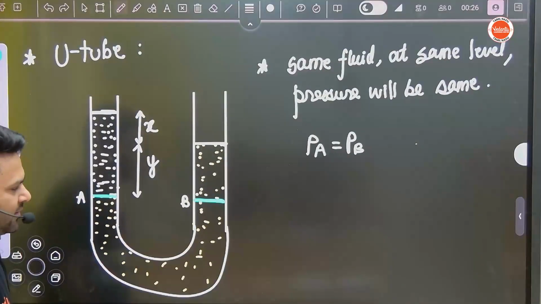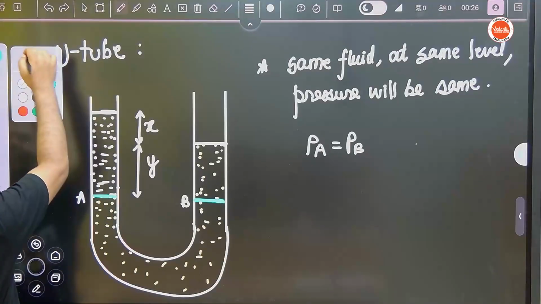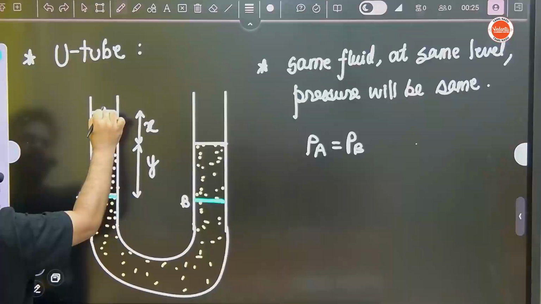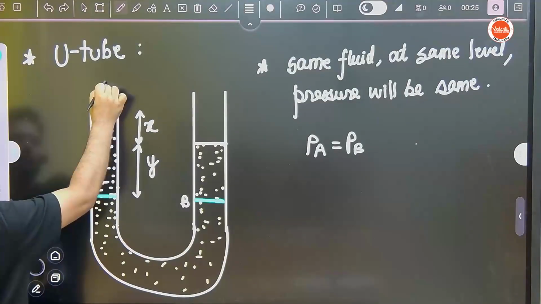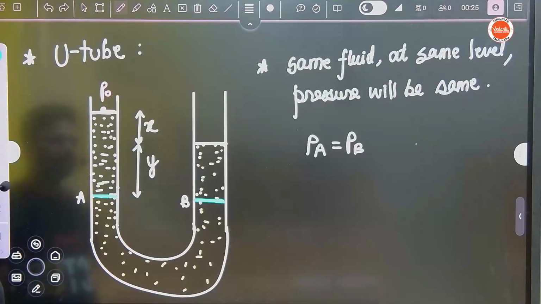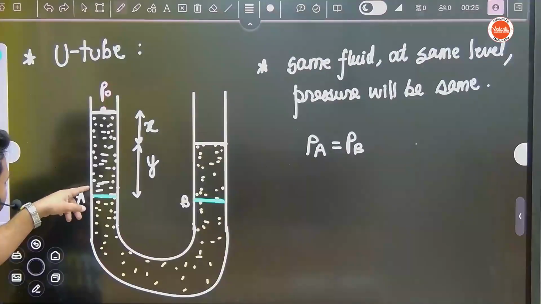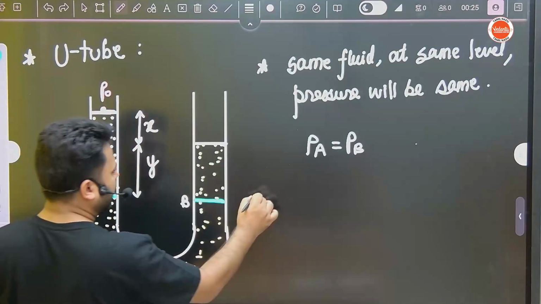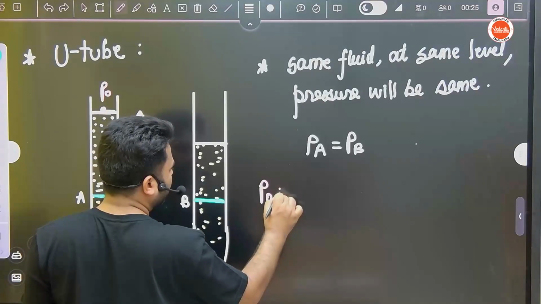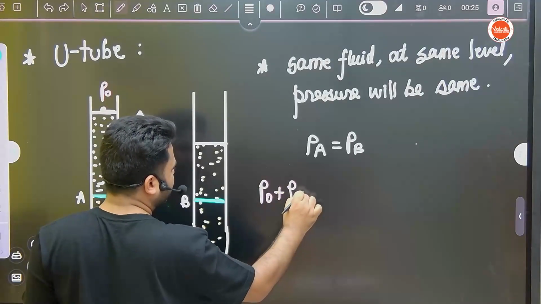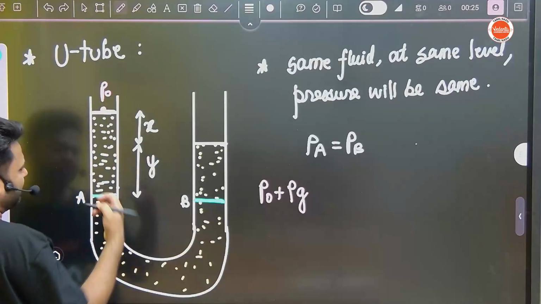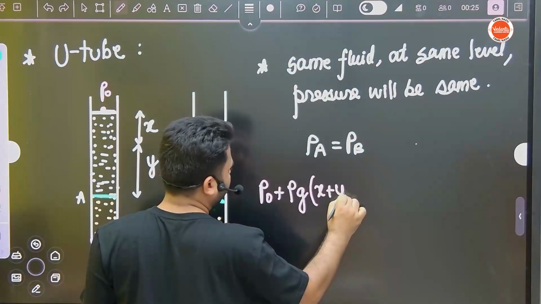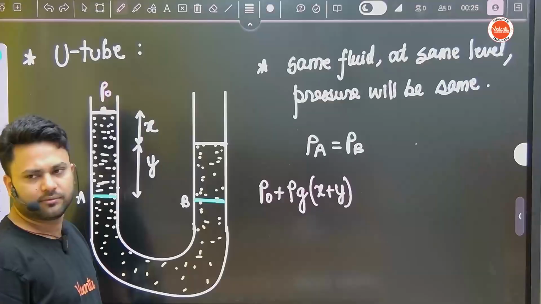So what can you write about pressure at point A? Suppose here this point is atmospheric pressure. It is exposed to atmosphere, so P naught. So pressure at A, how much depth are we going down? X plus Y. So we will write P naught plus rho, and acceleration is g only, and the depth is X plus Y. This is the pressure at A.